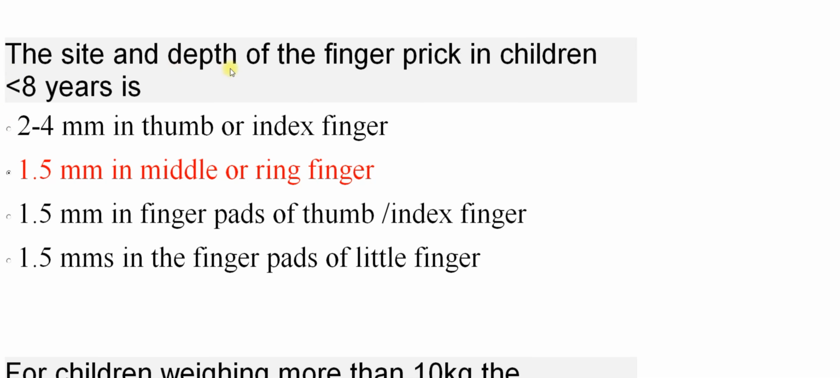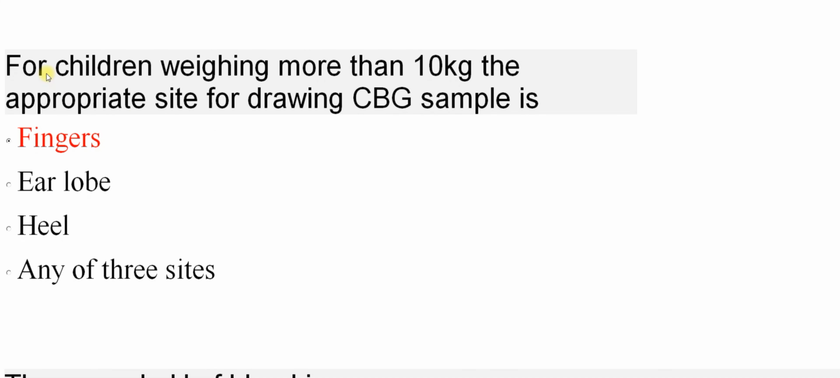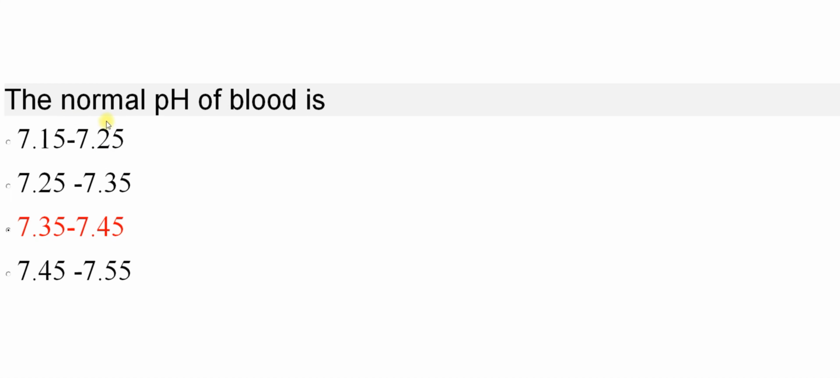The height and depth of the finger prick in children less than 8 years is, answer is 1.5 mm in middle or ring finger. For children weighing more than 10 kg, the appropriate site for drawing CBG sample is, answer is fingers. The normal pH of blood is 7.35 to 7.45.